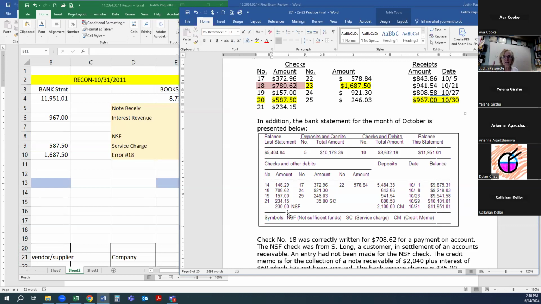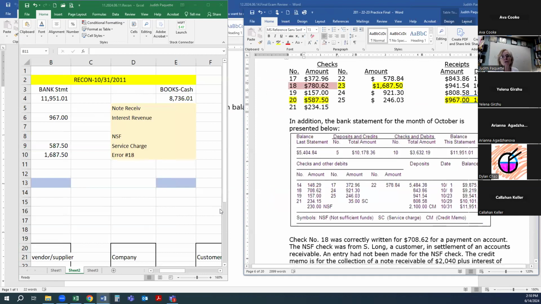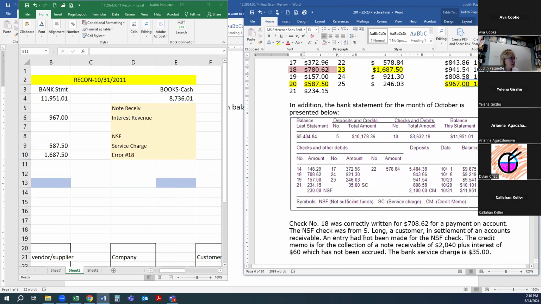And anything we put in the book side here, anything in here, we have to do a journal entry for, because we have to get that T account cash correctly stated. So here we go. We have NSF check. We have SC, a service charge from the bank. And we have a CM deposit.